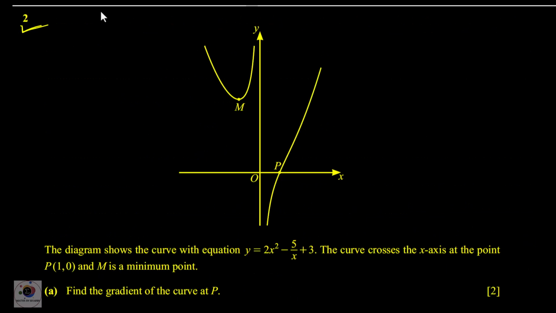Here is question number 2. The diagram shows the curve with the equation y equals 2x squared minus 5 over x plus 3.